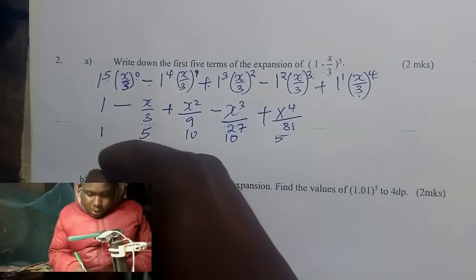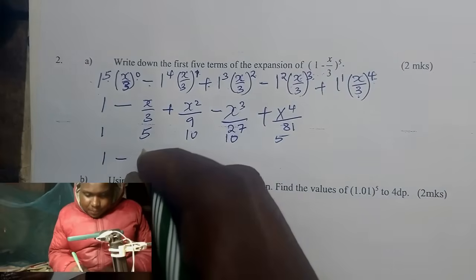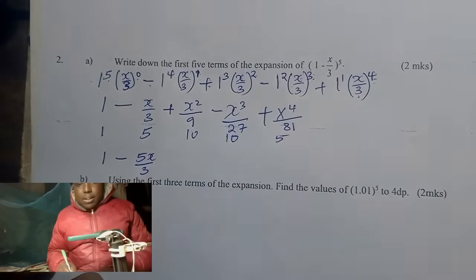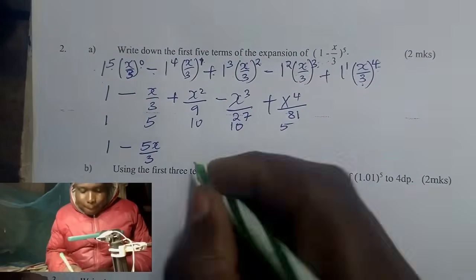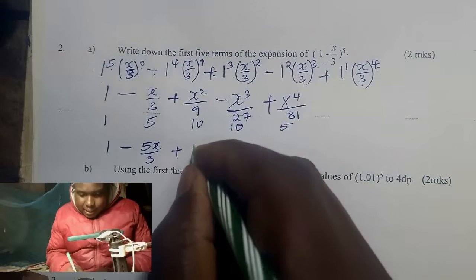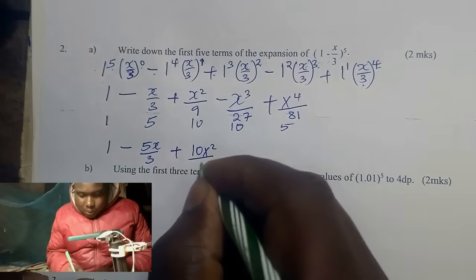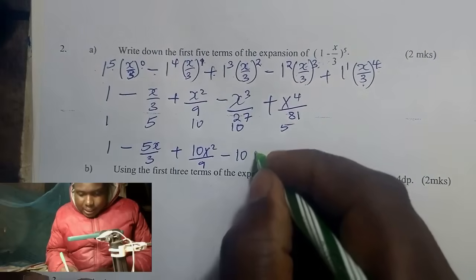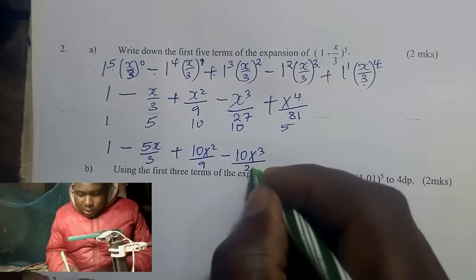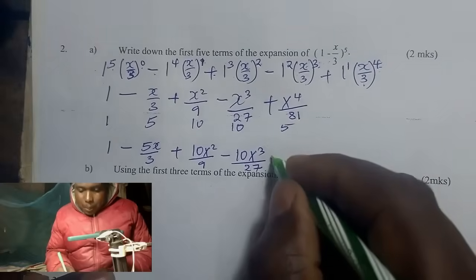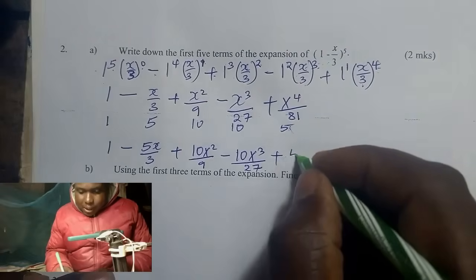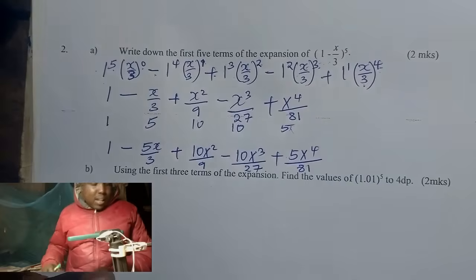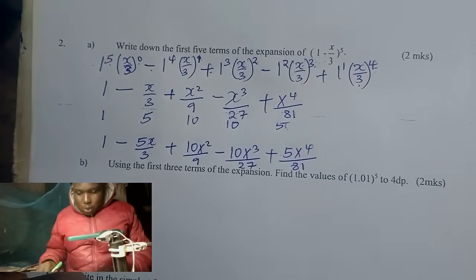So here the final expansion is 1 minus 5x over 3, plus 10x squared over 9, minus 10x cubed over 27, plus 5x raised to power 4 over 81, and that is the expansion.